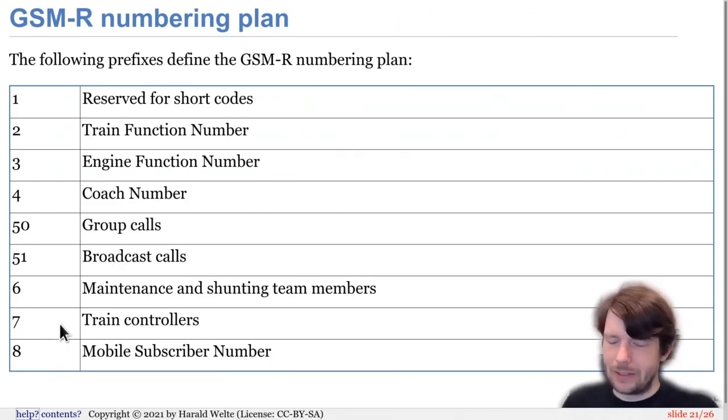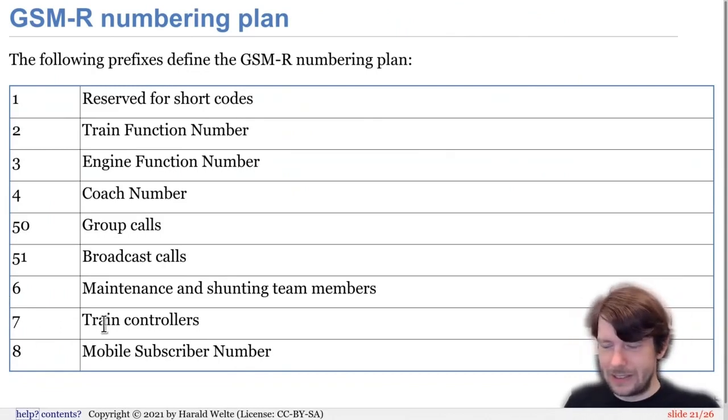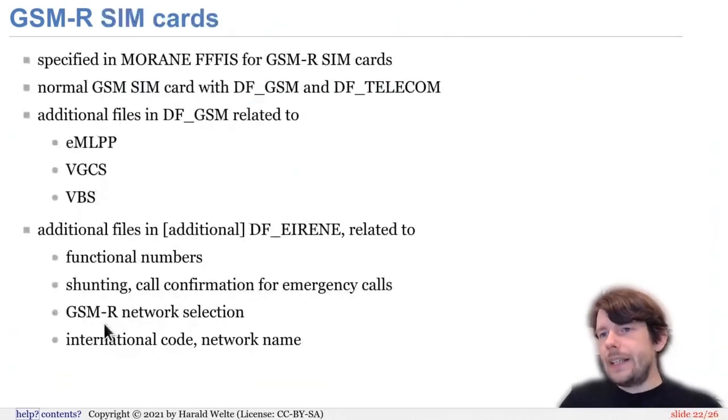So if you're on a train and you want to talk to the controller on the land side, the stationary side of the network, 7 is the prefix for talking, and then you have primary controller, secondary controller, and whatnot in the detailed numbering plans. SIM cards also have some modifications for GSM-R.